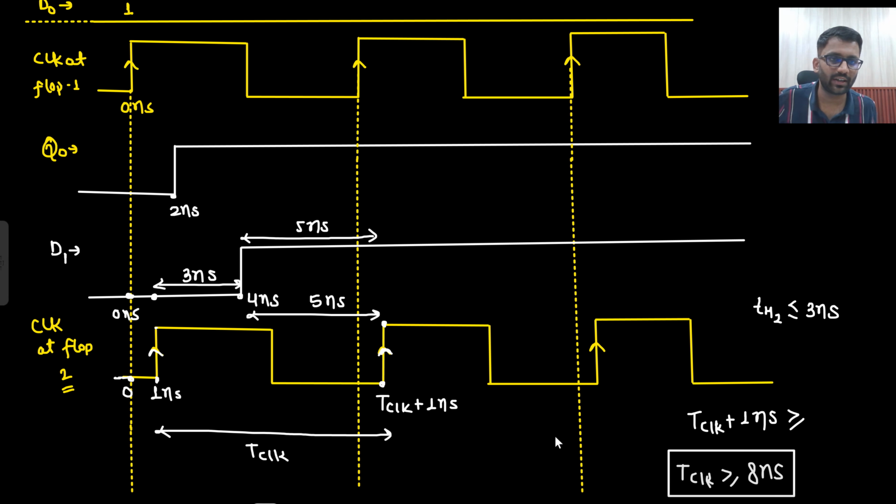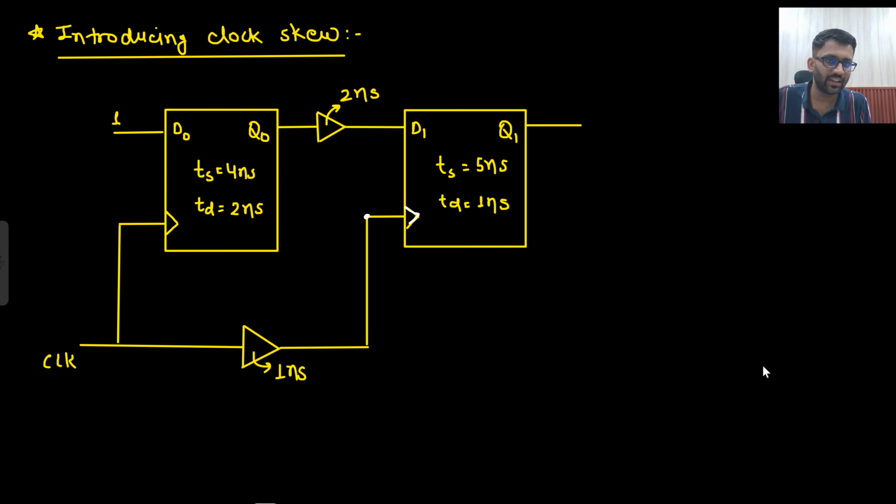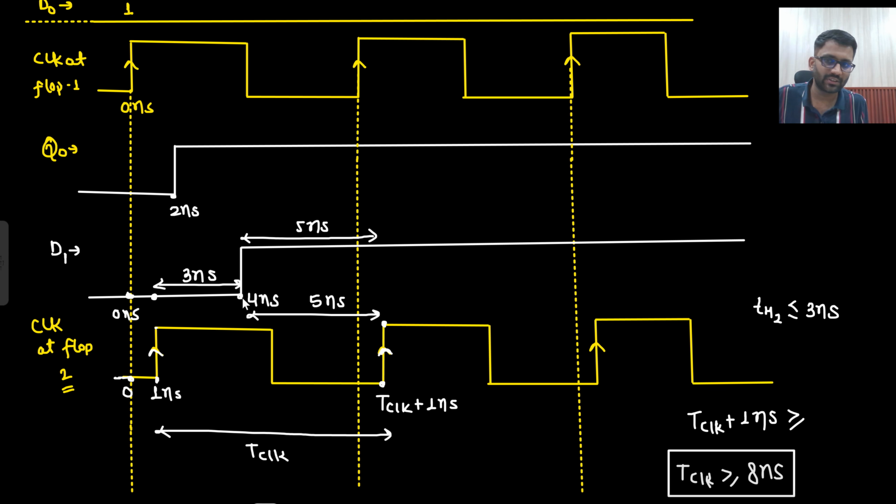T clock plus 1 nanosecond, right? Now if this is 0 nanosecond, this is 4 nanosecond. We saw here that there is a further delay of 2 nanosecond more. So 2 nanosecond plus 2 nanosecond, this will be 4 nanosecond. 4 nanosecond plus 5 nanosecond. So this point will be 9 nanosecond. So your T clock plus 1 should be greater than 9 nanosecond. So from there you will get to know that T clock should be greater than 8 nanosecond. Simple mathematics I am using, nothing else.